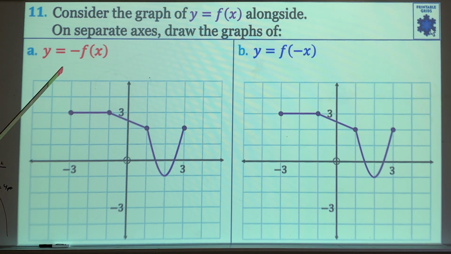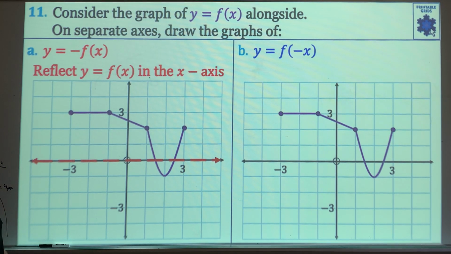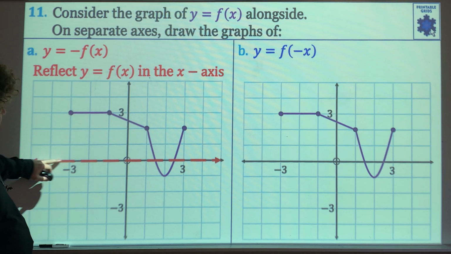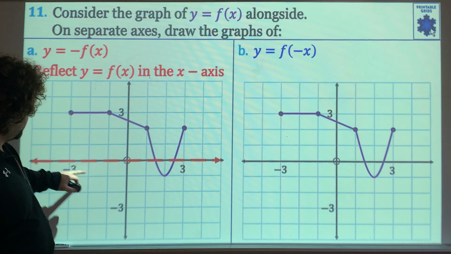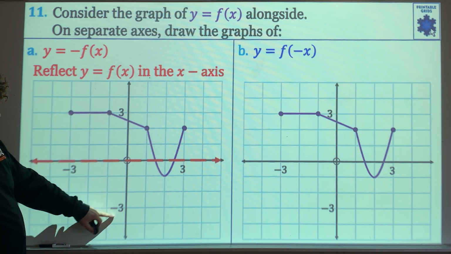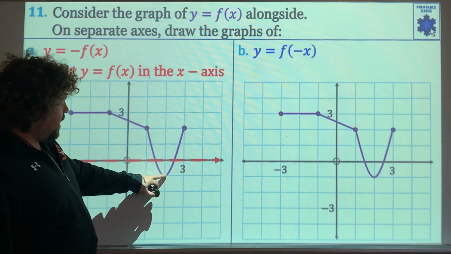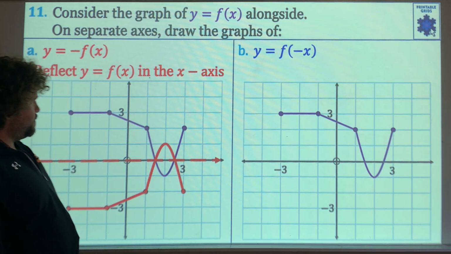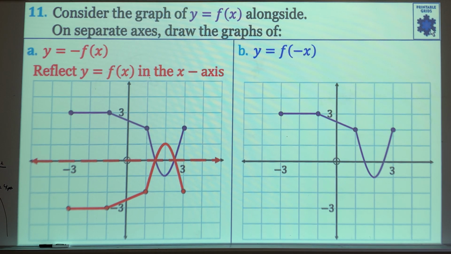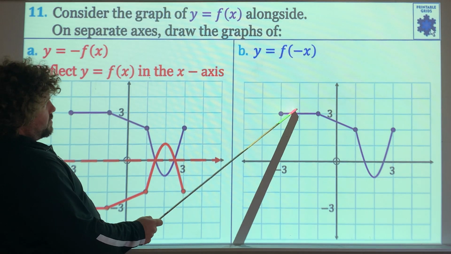All right, so the first one, negative f of x, is over the x-axis. So we're reflecting it over this x-axis. That means if I go up 3 here, I go down 3, up 3, down 3, up 2, down 2. Down 1, up 1, up 2, down 1. And there is my graph. Just pick a couple good points and connect.